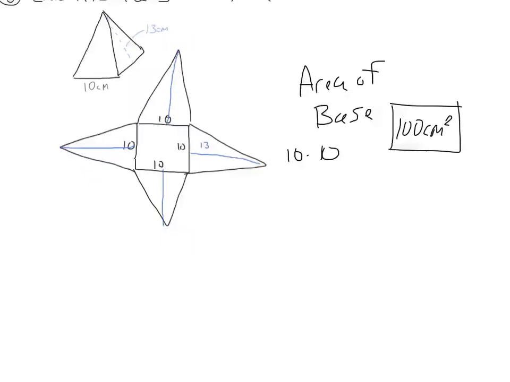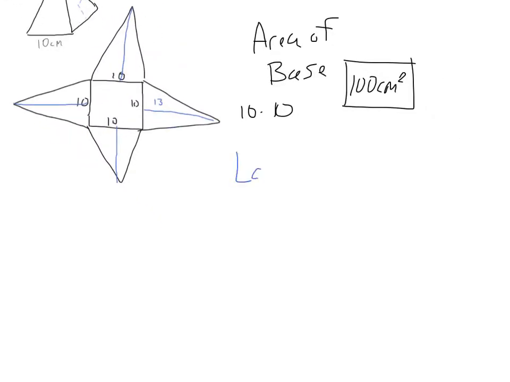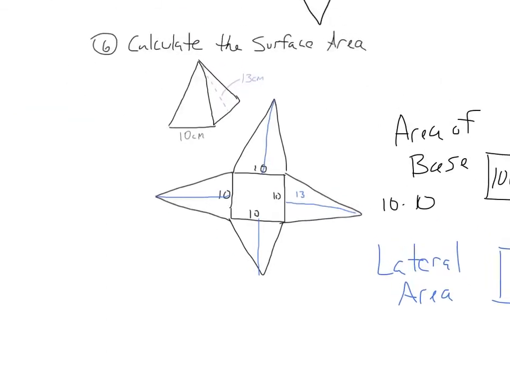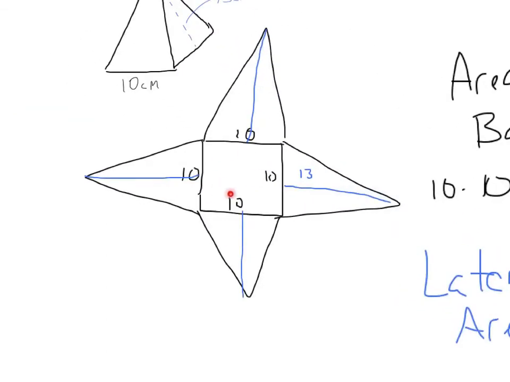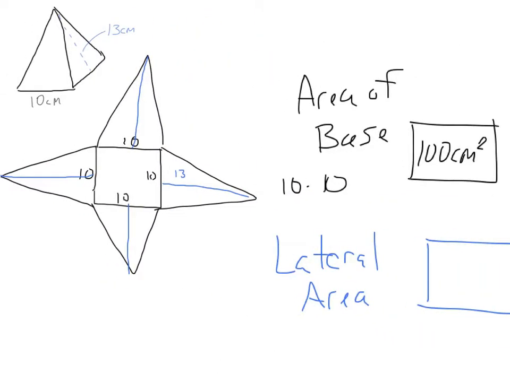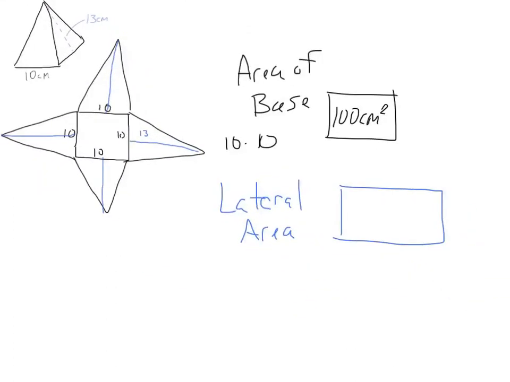All right, but now let's talk about the lateral area. So what is the lateral area? Well, it's all the area of everything that's not a base. So we've already found the area of that, so we only have 4 triangles left. So how do we find the area of these triangles? Well, let's think about it. That's the base of that triangle, that's the height of that triangle. So we know the area of a triangle is base times the height divided by 2. So I just have to do 4 of those, right?